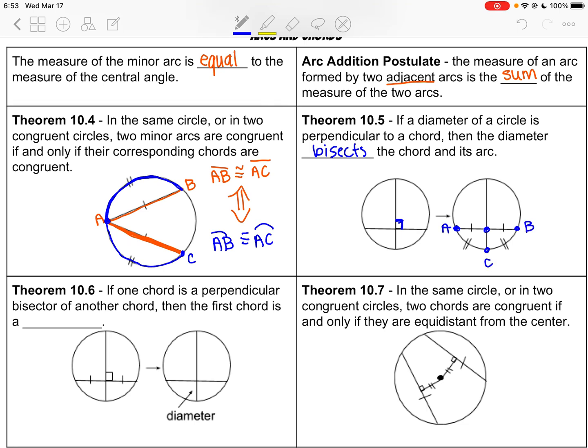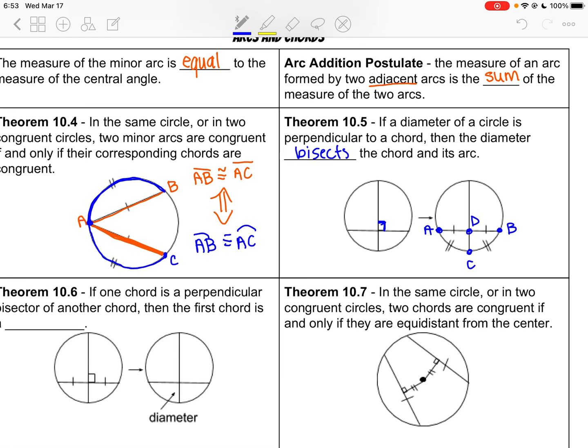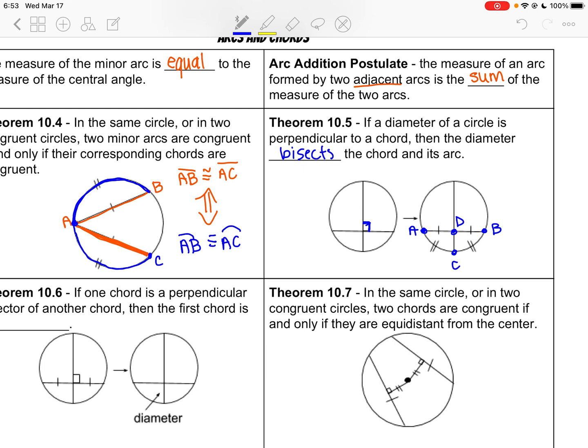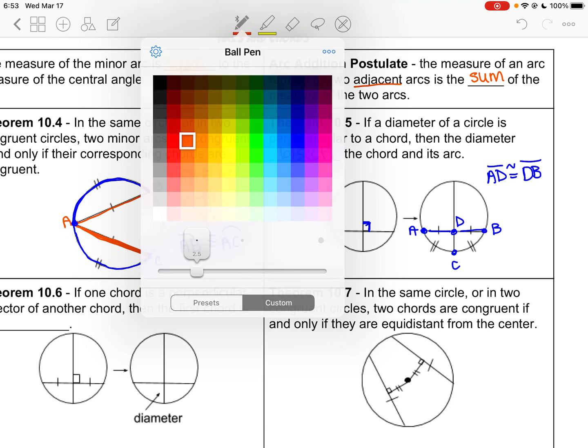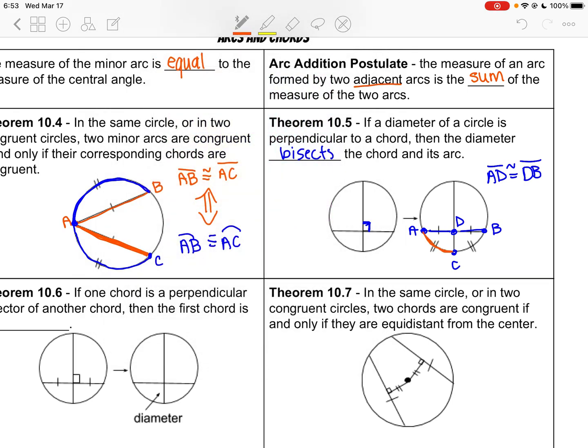So this is chord AB, and it's intersecting at point D. So the chord is going to be bisected, and that's going to be the segments. AD is congruent to DB, and the arcs that are created are congruent. So arc AC is going to be congruent to arc CB.